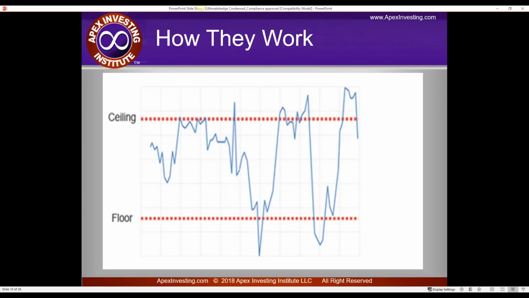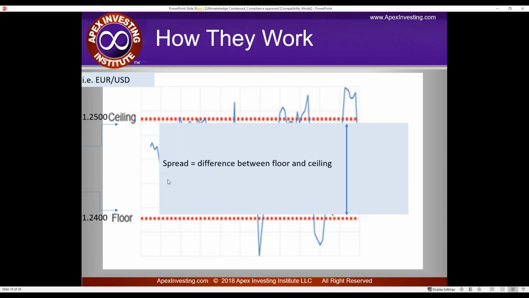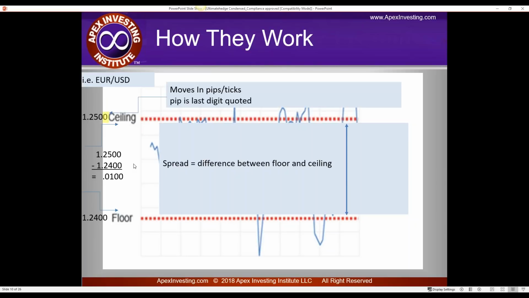So just real quick, here's how spreads work. Spreads have a ceiling and a floor, or a top and a bottom. Let's just say this was an example of the euro dollar. Let's say the floor was 1.2400 and the ceiling was 1.2500. So that's the top and the bottom, the ceiling and the floor. The spread is the difference between the floor and the ceiling, so this particular spread is a 100 pip spread, all right?